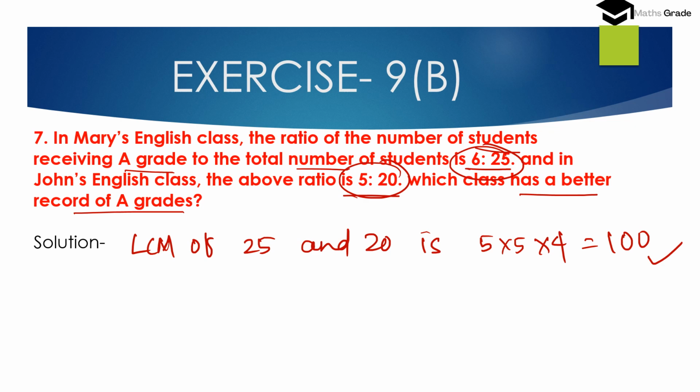Now we have to convert this ratio 6 is to 25 into equivalent ratio. That is, equate the consequent 25 with the LCM 100. Which number we have to multiply the consequent 25 to get the LCM 100? We know in the table of 25, 25 multiplied by 4 is 100.